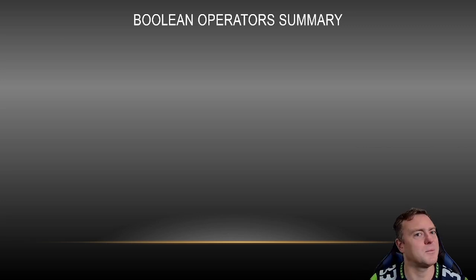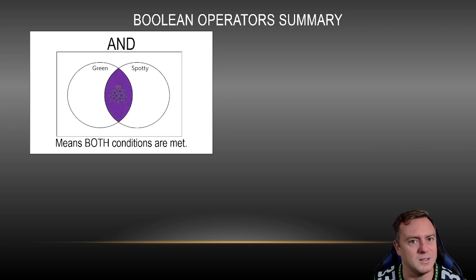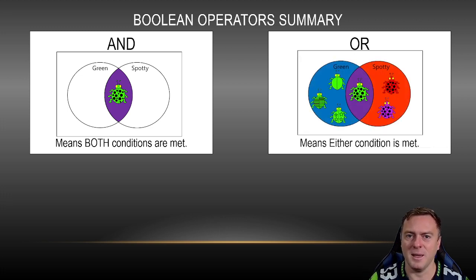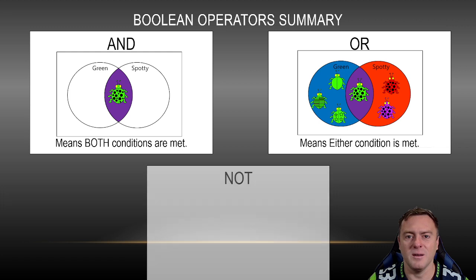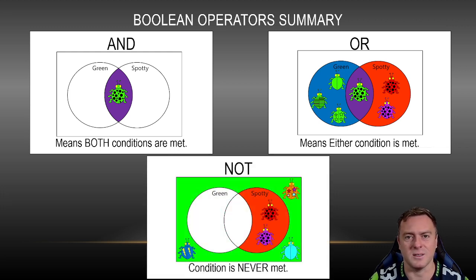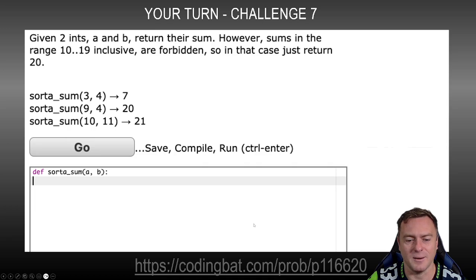So the Boolean operator summary that we should pick up here is if we use the word and, it means both conditions are met, which makes that section in the center. If you're looking at or, it means either condition is met, which includes everything. And then if you do not, it means a condition is never met, which means it's everything that's outside of the circle. So there's a whole heap of CodingBat examples here that I'm quickly going to try and punch out. They're really handy if you want to improve your skill set here. So CodingBat, we're going to have a go at this guy.